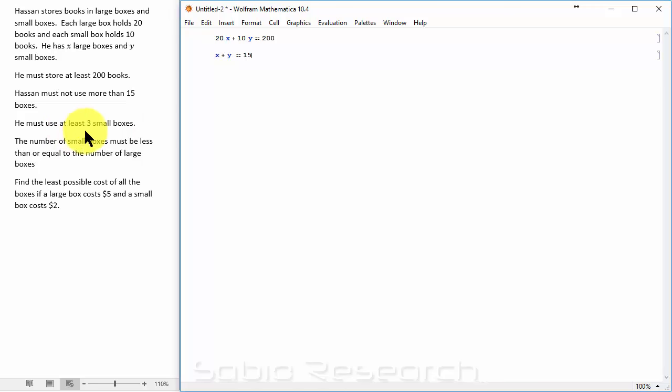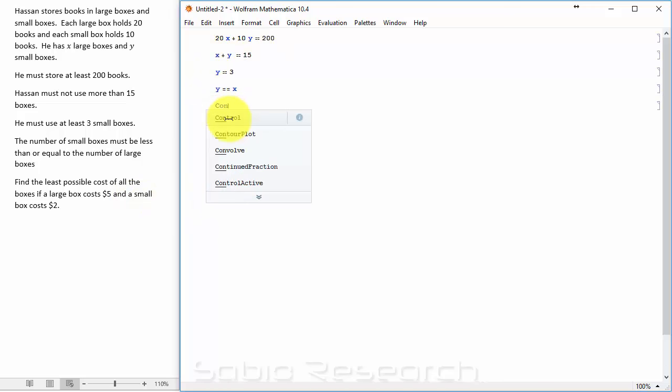And he must use at least 3 small boxes. Which is small boxes? Y small box. So I will set at 3 for now. And then the number of small boxes must be less than or equal to the number of large boxes. So the number of small boxes has to be less than or equal to number of large boxes. For this here, I will set equal again. Okay, and then find the least possible cost of all the boxes. I will do this last here, but for now, I'd like to show you these conditions here.